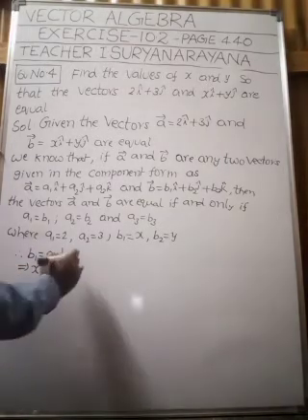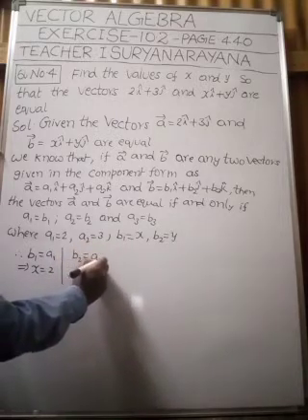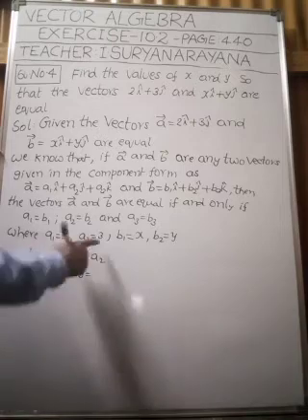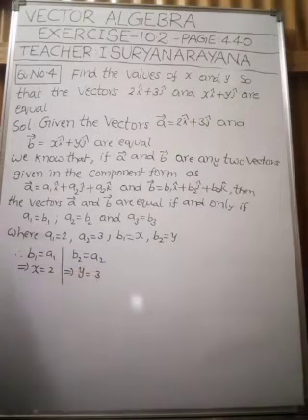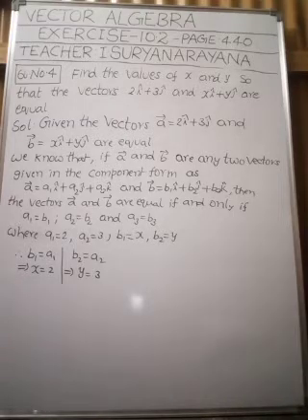Okay, my children. Similarly, b2 is equal to a2. What is b2 here? y. y is equal to what is a2? 3. Okay, my children. So we got the values of x and y. Understood this point, my children? Right.